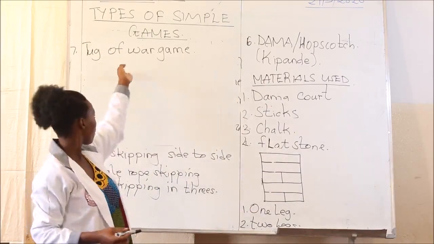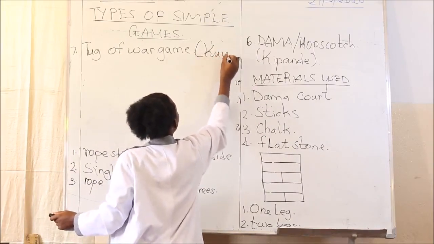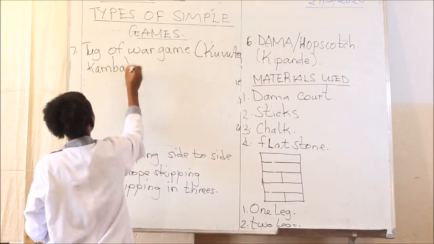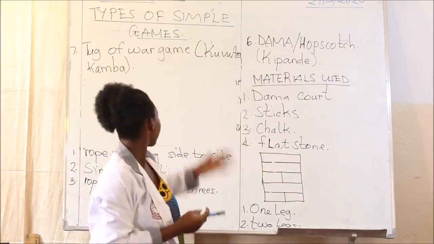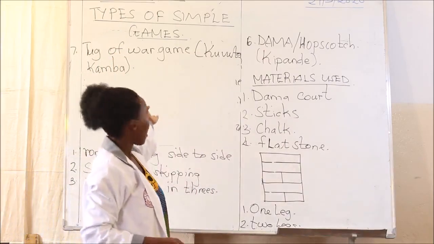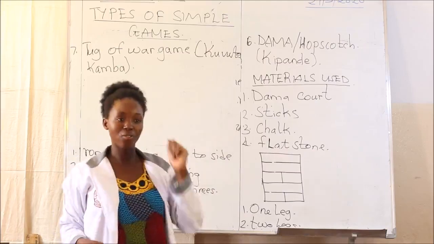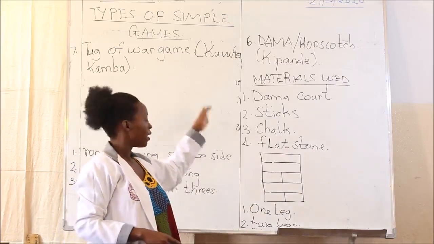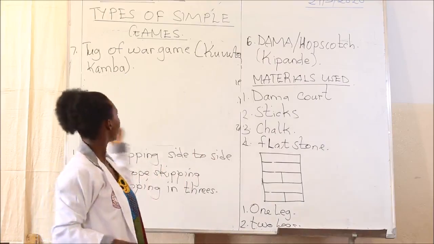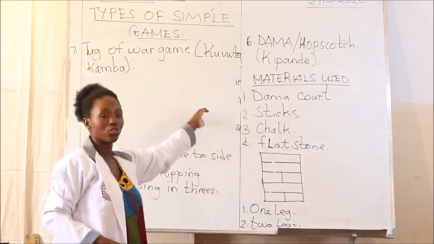What is this tug of war game? Tug of war game is known as kuvuta kamba in Swahili. That is number 7 among the types of simple games. Let me mention them quickly. Number 1, hide and seek game. Then dama, edible and non-edible, beanball game, rope skipping. Now number 7, we have tug of war game, which is kuvuta kamba.